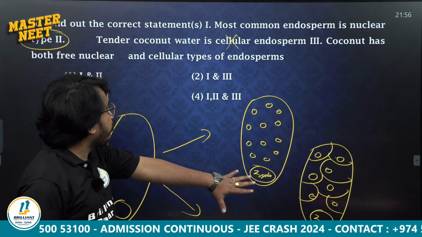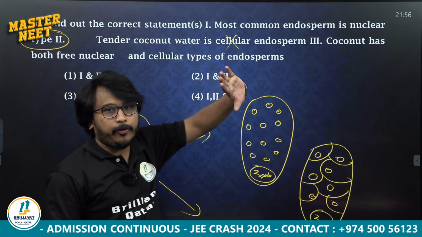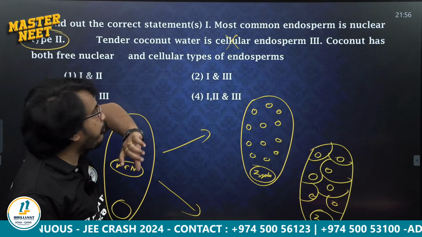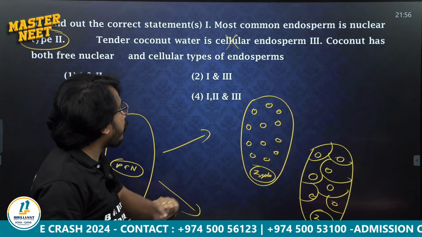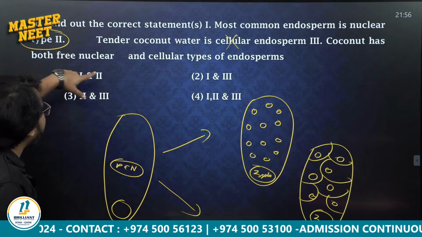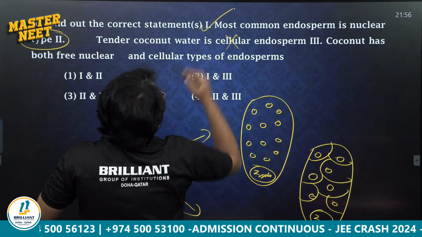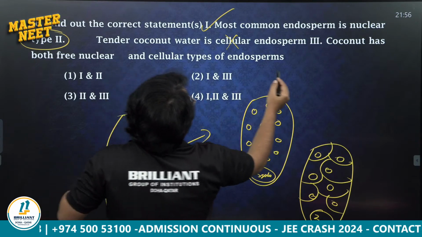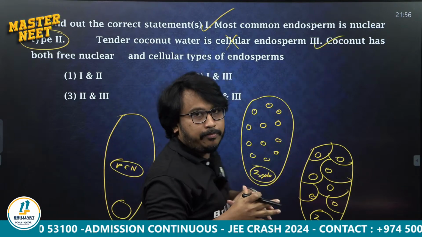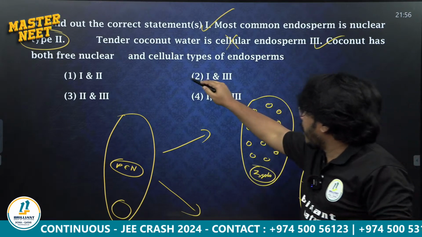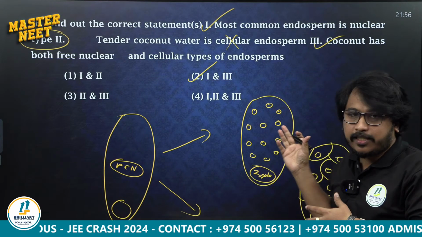So two types of endosperms are there. Coconut milk fluid is not an example of cellular endosperm. It's actually an example of the free nuclear endosperm. Coconut has both free nuclear endosperm and cellular type of endosperm. So 1 as well as 3 is actually correct. Second statement is wrong. Hope you got it. So correct statements are 1 and 3.